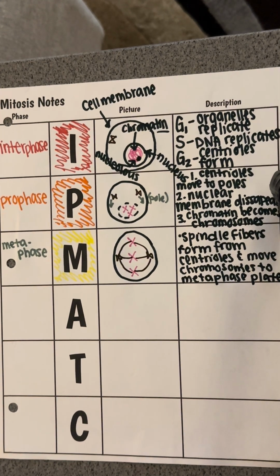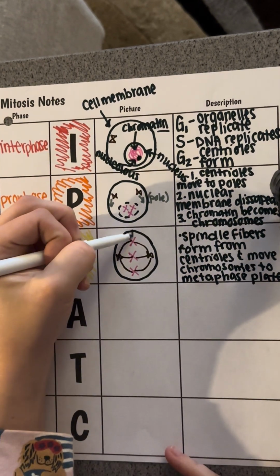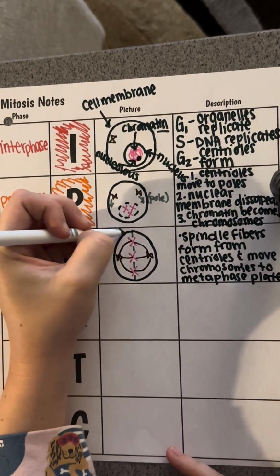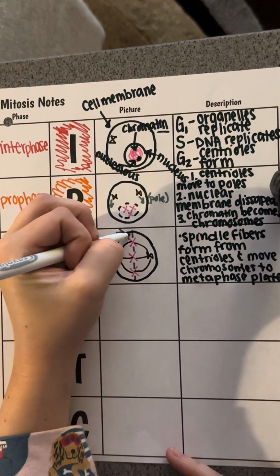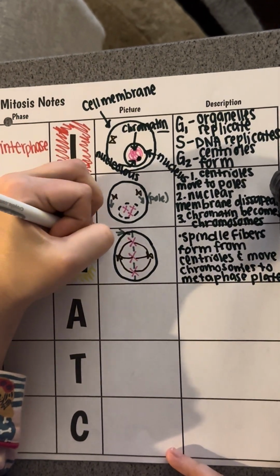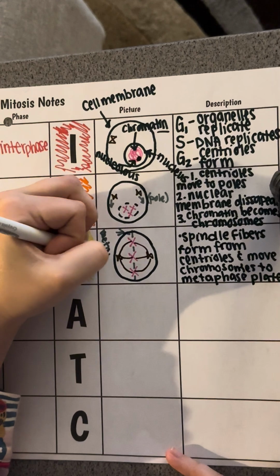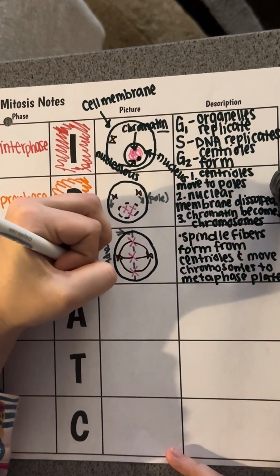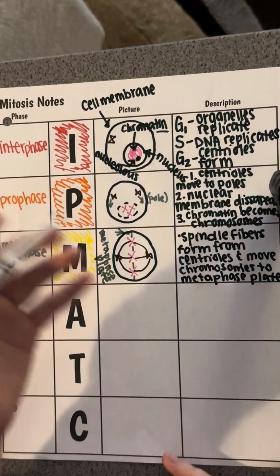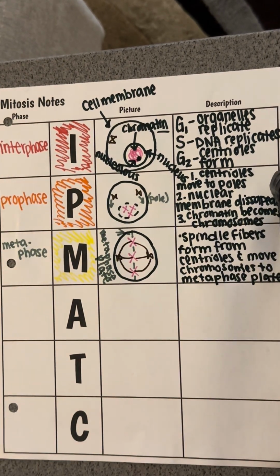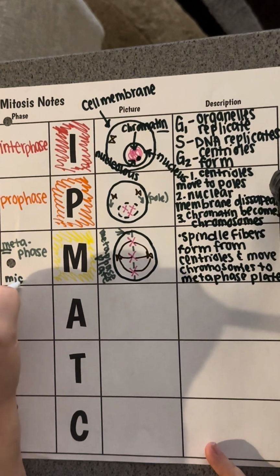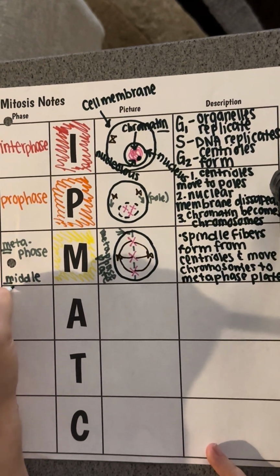Now, thing to take note of, the line that they line up on, it's imaginary. That line is called the metaphase plate. It just means that it is the middle of the cell. So you can think metaphase, middle, in your studying.